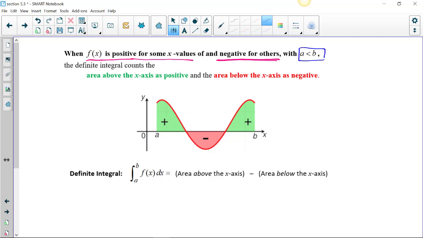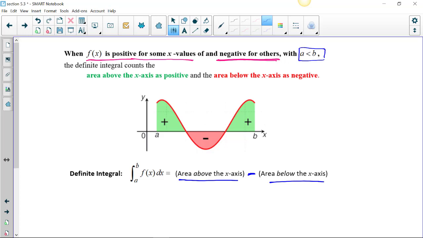So that means the definite integral calculates a number. Okay, how does it get that number? It takes the area above minus the area below. Okay, so I could come out with a positive number, I could come out with a negative number, I could come out with 0.